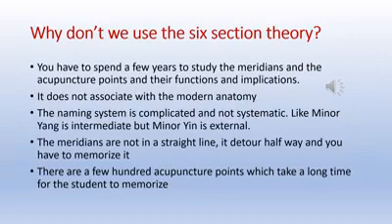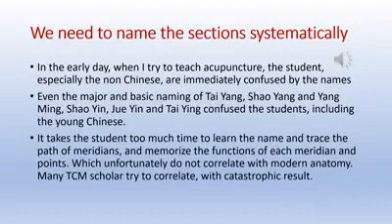The approach is very different. In the early days, I tried to teach acupuncture. The students, especially the non-Chinese, were immediately confused by the names. Even the major sections, the naming of Taiyang, Shaoyang, Yangming, Shaoyin, Jueyin, Taiyin, confuse the student immediately, including the young Chinese, not to say the non-Chinese. It takes the student too much time to learn the names, trace the paths of the meridians, and memorize the function of each meridian and the points, which unfortunately also do not correlate with modern anatomy. Many TCM scholars try to coordinate this with modern anatomy with catastrophic results.